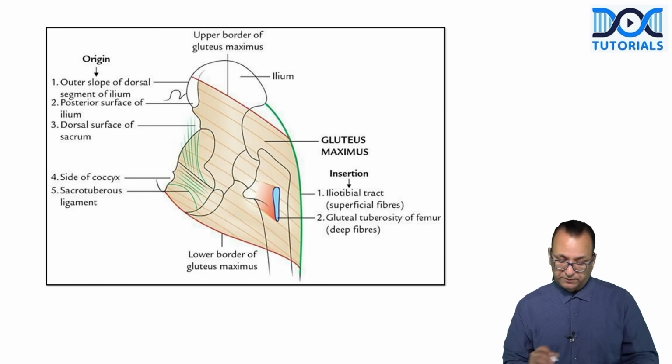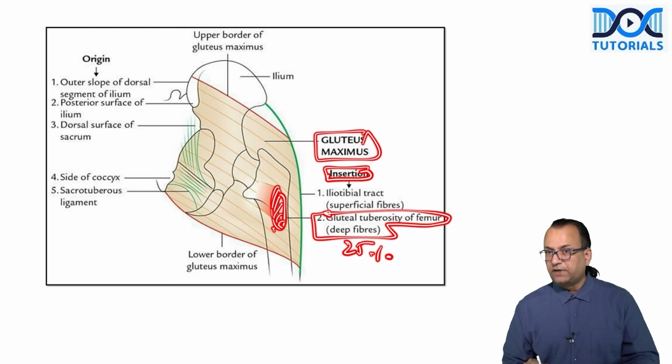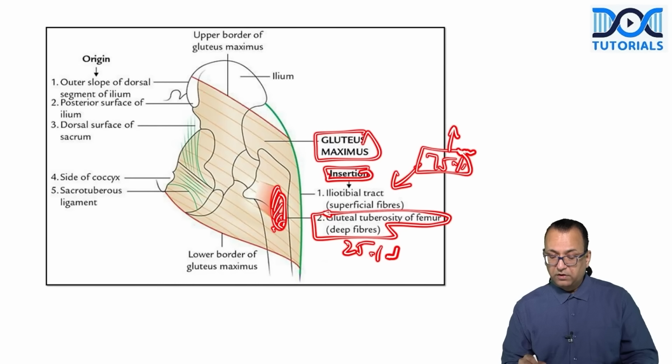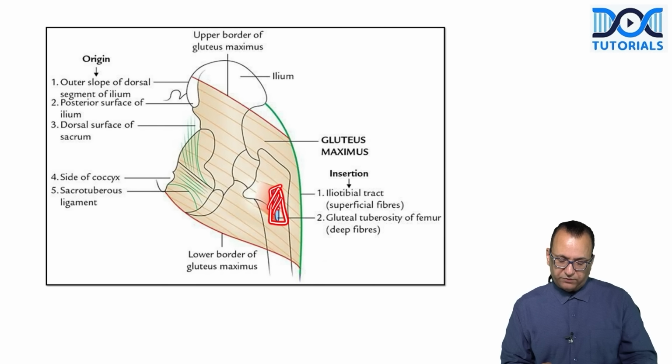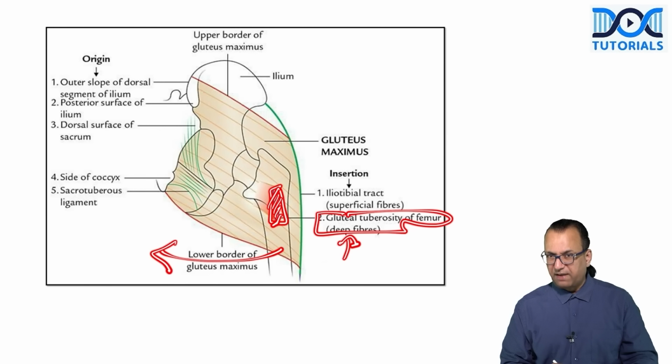These are all origins. Then what about the insertion? Insertion, 25% fibers, they insert into this gluteal tuberosity, 25%, because 75% fibers are going into the iliotibial tract, attaching to the anterior surface of the tibia called Gerdy's tubercle. I'll show you a diagram. Gerdy's tubercle, anterior surface of tibia, iliotibial tract, 75% fibers go there. That is how it can help in knee extension. That was the question. But this is 25% fibers, posterior surface of the femur, gluteal tuberosity, and that is for pulling the femur posterior, hip extension.